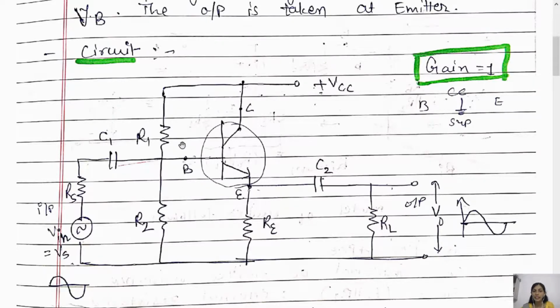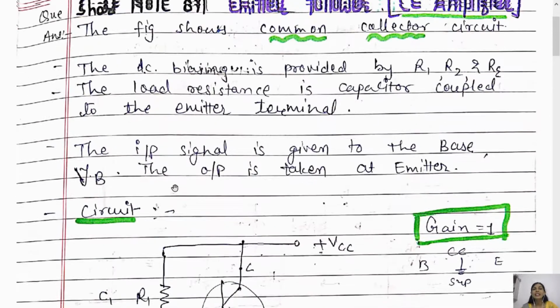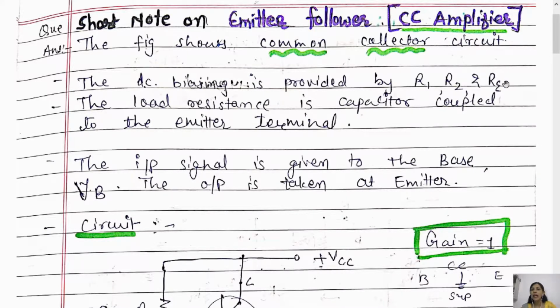What is the meaning of the voltage divider bias? The base resistance RB is divided into R1 and R2. So that's why the name of the circuit is voltage divider biasing. Using the word biasing, we want to say that the total power supply plus VCC is divided and applied to the base through the voltage divider biasing rule. Okay. So which biasing resistances are used? R1, R2 and RE. The load resistance is capacitor coupled to the emitter terminal.